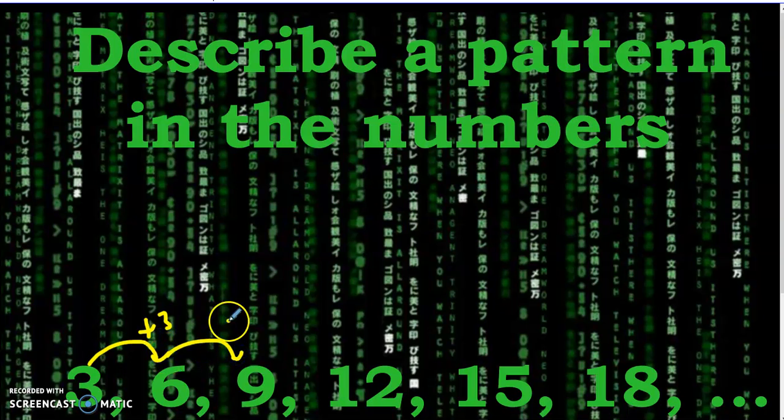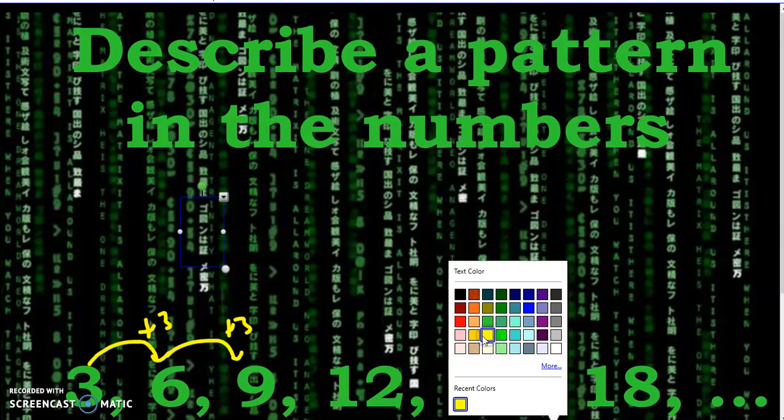So plus 3, this is plus 3. 9 plus 3 is 12. 12 plus 3 is 15. So how do I describe that? We're going to say add 3 to the previous term.